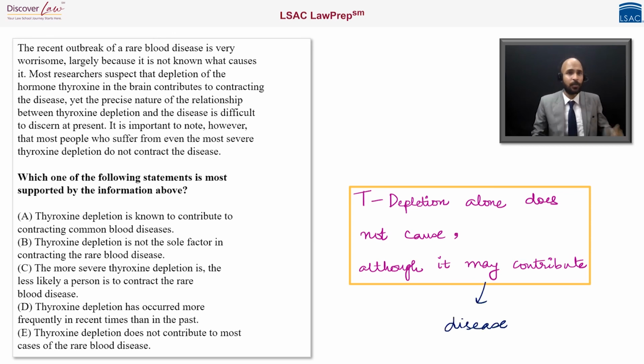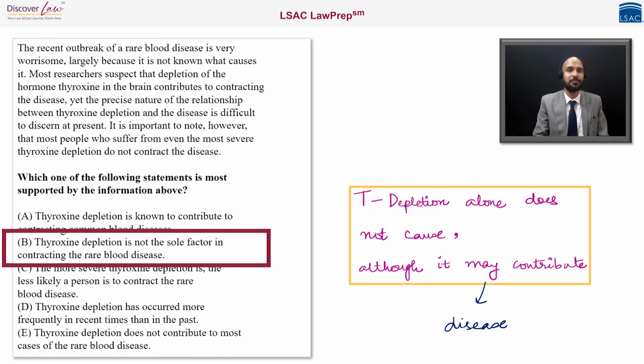Now when you look at the options, which one do you think is the right answer? You can pause the video. Okay, when you look at option B, you can see that it concurs completely with what we anticipated. Let us move ahead.